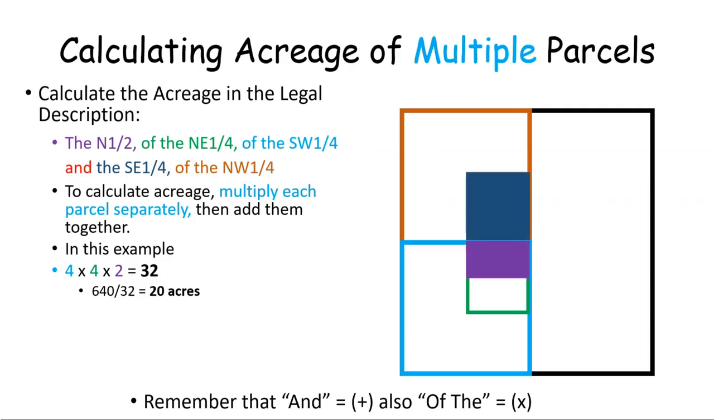So let's try and draw it out. Well, they want the northwest 1/4, and then they want us to divide into that the southeast 1/4 of that. So denominators, 4 times 4, that gives us 16. 16 goes into 640 40 times. If we were to add up 40 acres plus 20 acres, I certainly hope that gives us 60 acres.